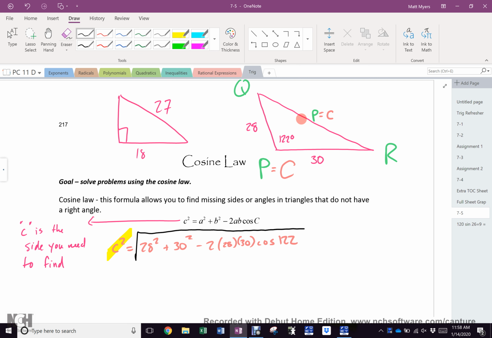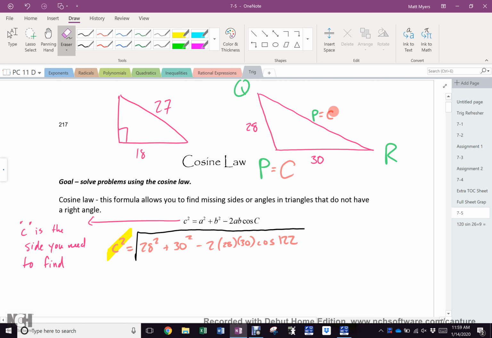So we use cosine law this time to find a side, right? Then when we did sine law, it didn't matter if we were finding a side or an angle. It didn't change, right? But in this one, cosine law only finds me a side. So what if I need to find an angle?